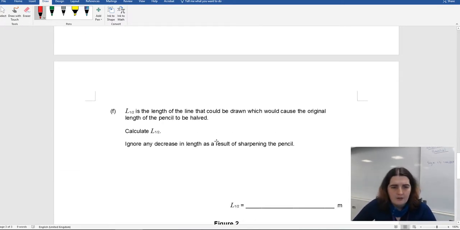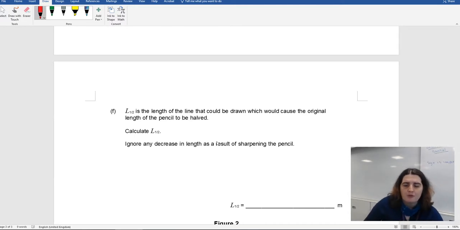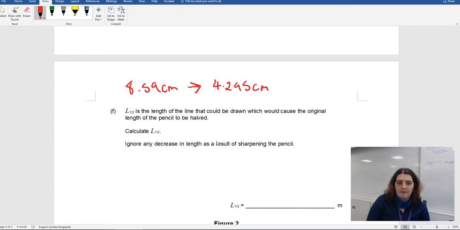Okay, so this question, L½ is the length at which the line could be drawn. So what's that? The pencil has done 20 lines of 25 centimeters. And what it's asking here is how long, if I drew one line continuously, when would that halve the length of the pencil? So I started at 8.59 centimeters, and I want to know how long a line I would have to draw to go to 8.59 divided by 2 is 4.295. How long a line would I have to do that?